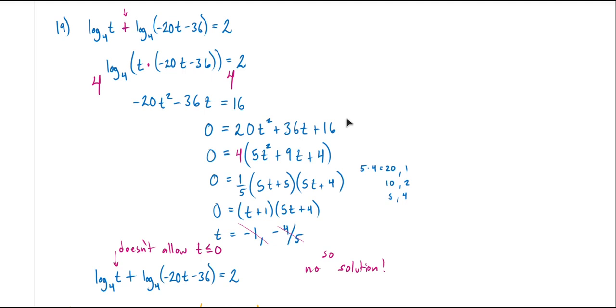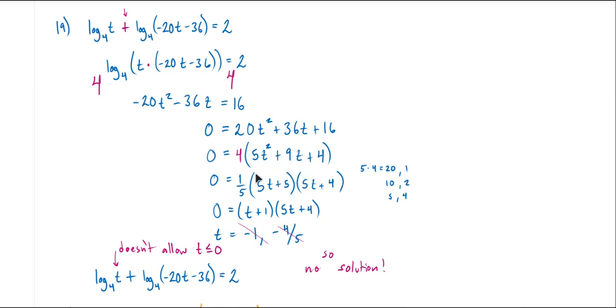Notice each one of those is divisible by 4, so a nice way to proceed is to first get rid of that 4, factor it out, divide on both sides, but we got a 0 on this side, so the 4 goes away. Then what do we got? 5t squared plus 9t plus 4. That's the thing we want to factor.